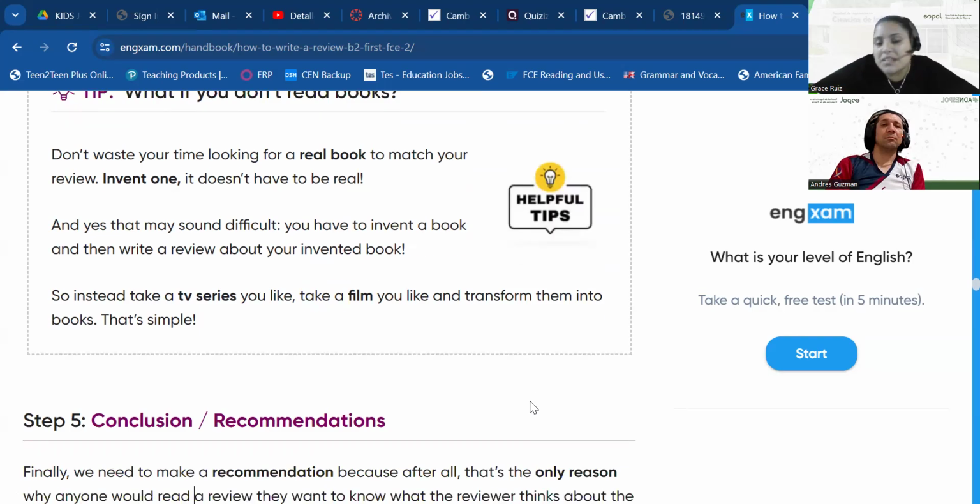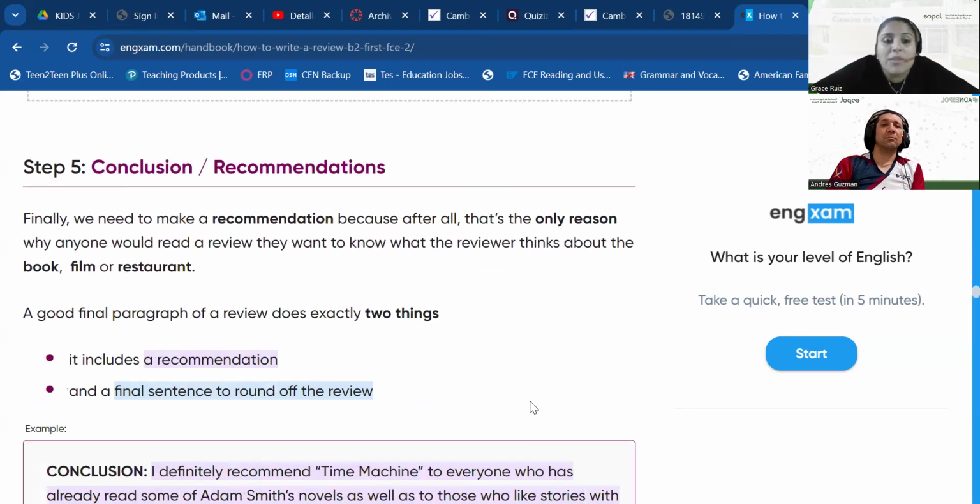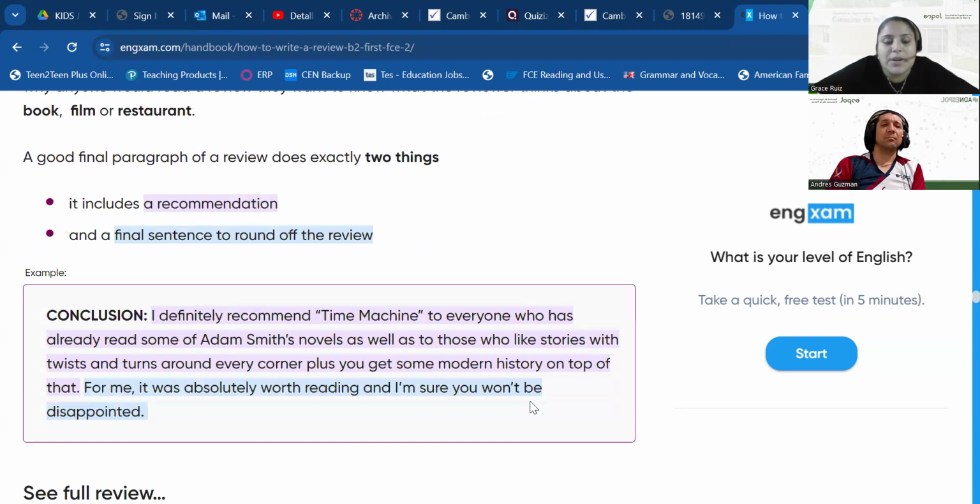Yeah, that's an idea. Y luego vienen las recommendations or conclusions, which is the last paragraph, no? In here, for example, you need to include a recommendation and a final sentence to round off the review. For example, I definitely recommend Time Machine to everyone who has already read some of Adam Smith's novels, as well as those who like stories with twists and turns around every corner, plus you get some modern history on top of that. For me, it was absolutely worth reading, and I am sure you won't be disappointed.